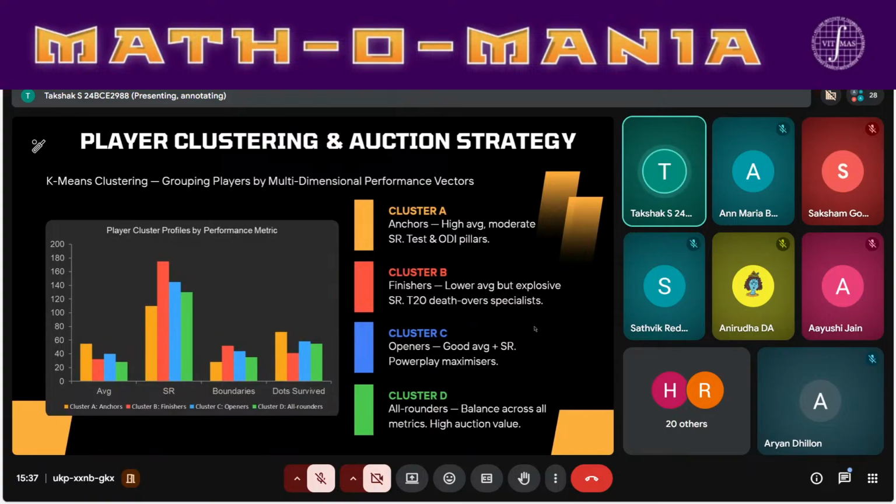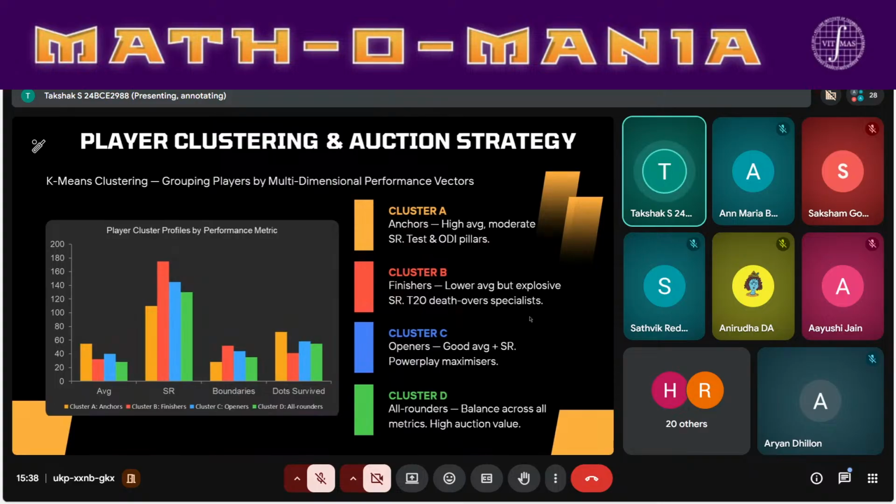And then the cluster D. They are the all-rounders. These are the analytically most interesting players because they resist easy categorization along any dimensions. Their batting average is decent but not exceptional. Their strike rate is also good but not explosive as finishers. But they also contribute significantly with the ball. Reasonable economy rate, genuine wicket taking ability.